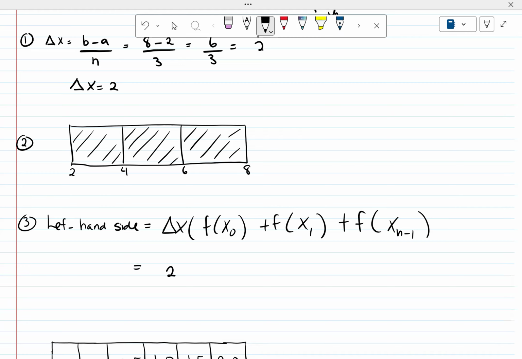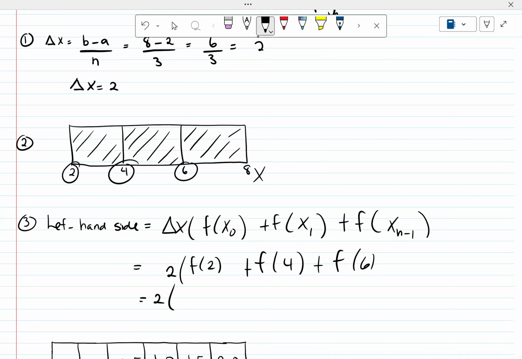Our delta x is 2. What is my f of x naught? Our x naught is 2, so it's going to be f of 2, and this is where you're going to need the table, plus f of x1. X1 is 4, and then f of 6. We're going left-hand side, so that's why we don't include this 8. So it's just 2 times f of 2.